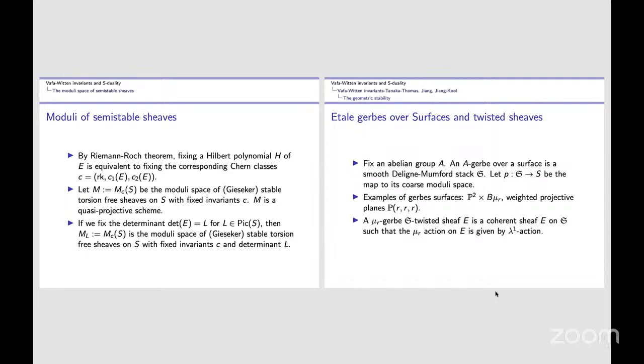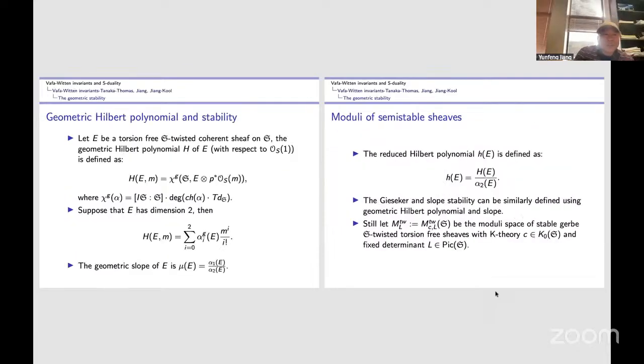Sorry, so every coherent sheaf on that stack has a natural action from that mu_r, basically? Yes. So this is the definition of the stack of coherent sheaves. Now you can define the same thing for the Hilbert polynomial of this gerbe, and everything is very similar. Then you can define the classical stability for the twisted sheaves and define the moduli.